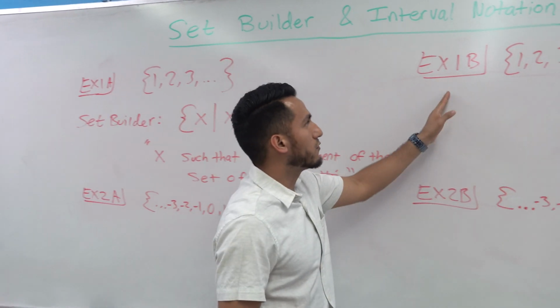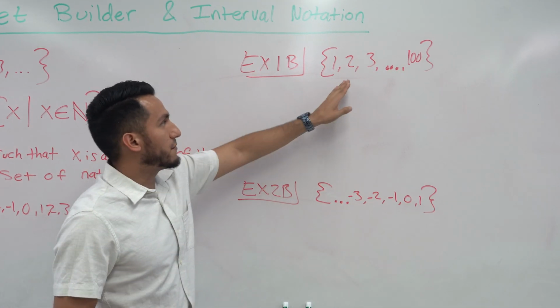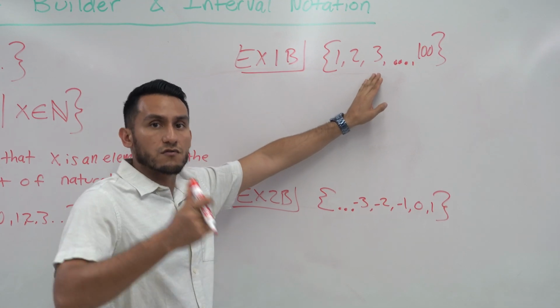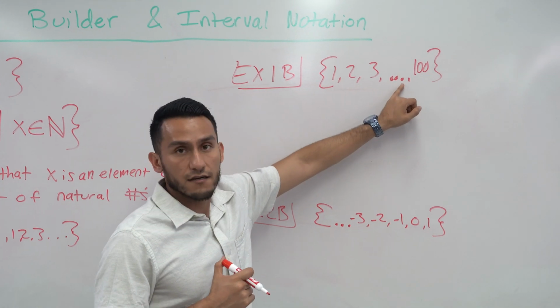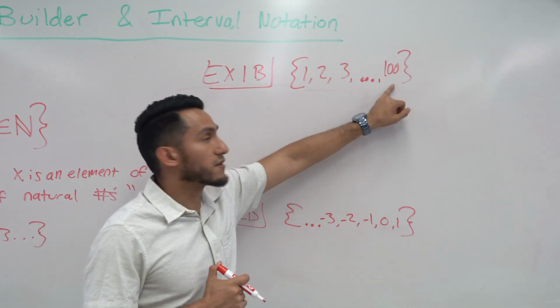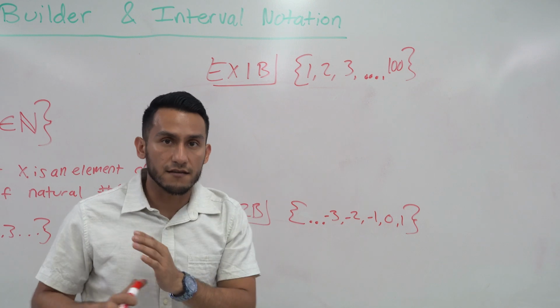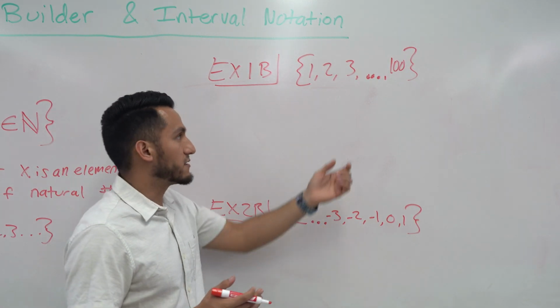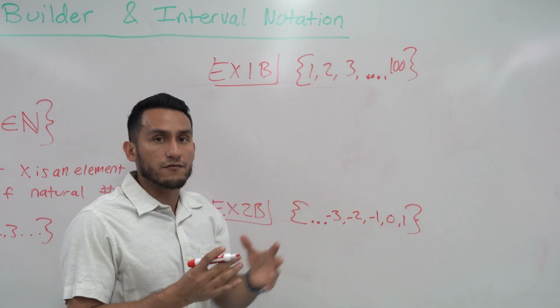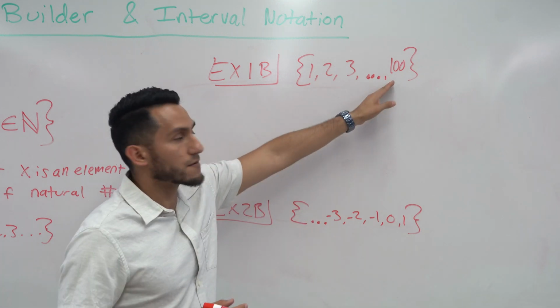Okay, looking at example 1b. I made example 1b very, very similar to example 1a. It starts with 1, 2, 3, dot, dot, dot, and then there's 100. This one has a stopping point. The other one did not. So we cannot put the same set builder because this one stops at 100. We have to describe in a rule that it stops at 100.